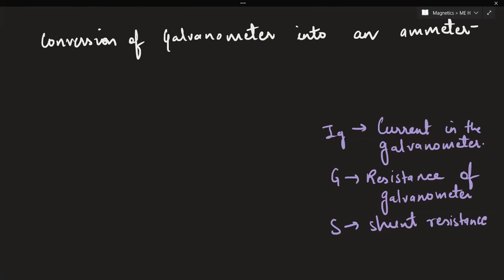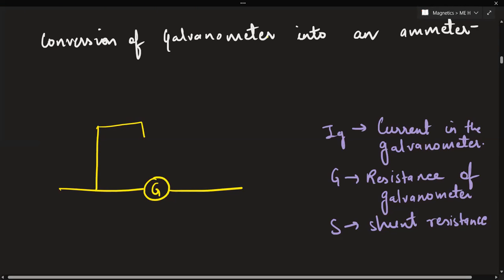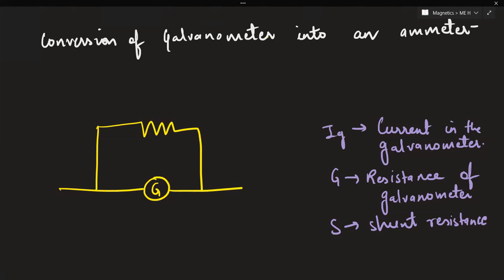So if you just have a simple galvanometer with you, let's say this is a simple galvanometer that you have. Now I want to convert this galvanometer into an ammeter. The best possible way is to connect a resistor in parallel with this galvanometer. Galvanometer has its resistance G. G is the resistance of galvanometer. This parallel resistor connected in this way is known as shunt.